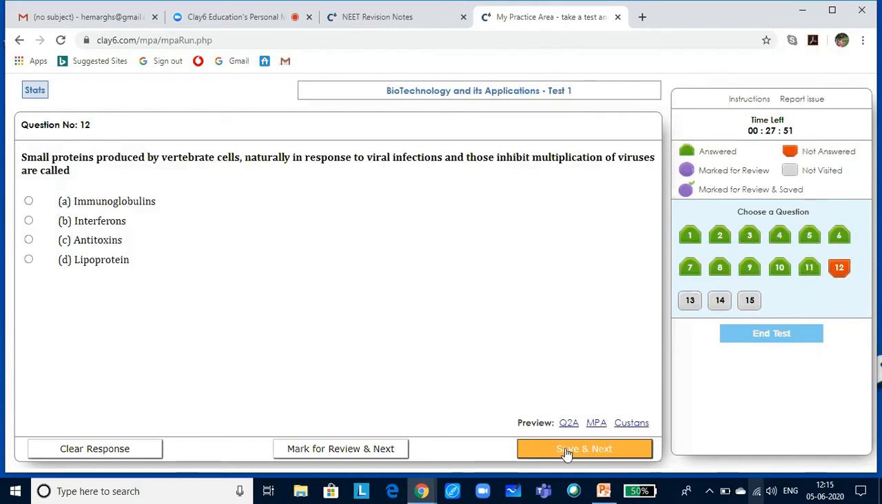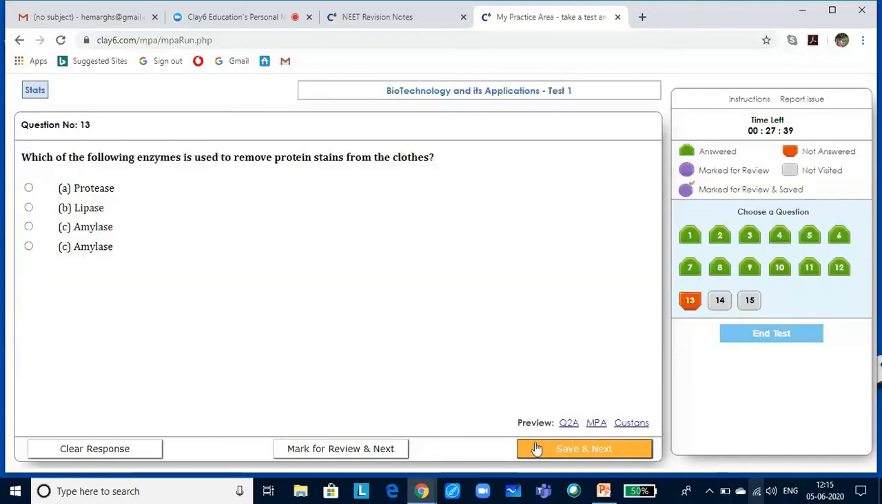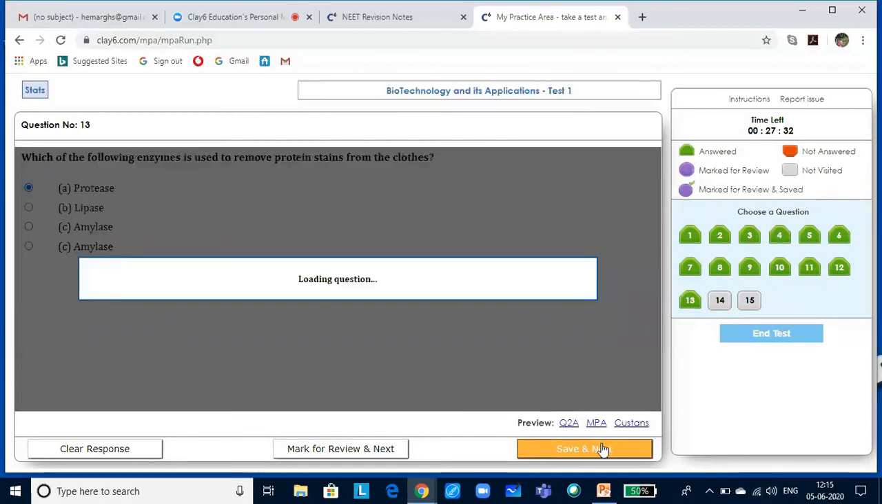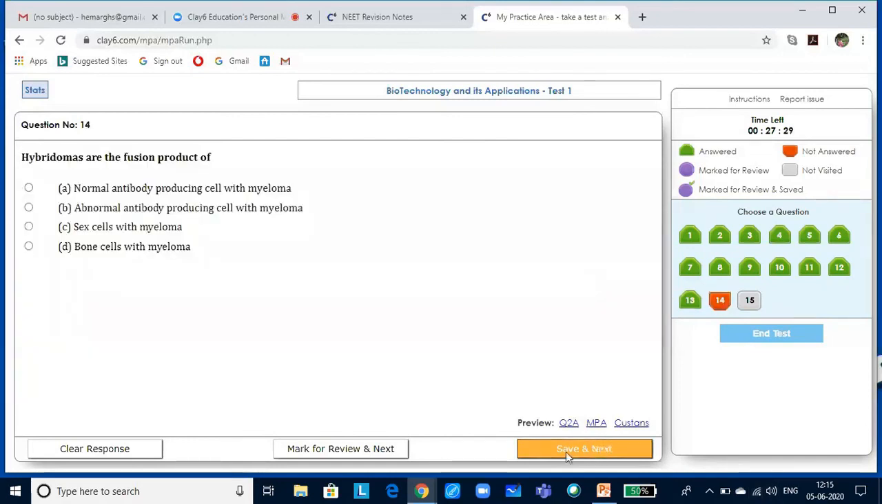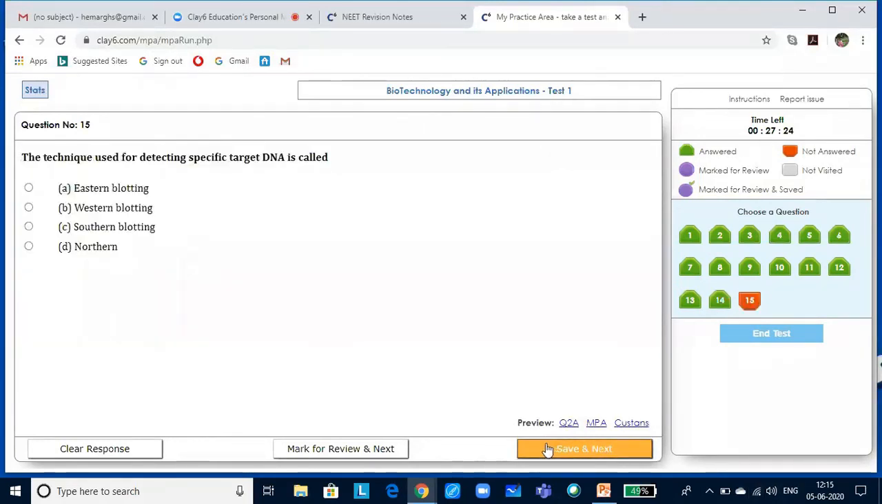Small proteins produced by vertebrate cells naturally in response to viral infections, which inhibit multiplication of viruses, are called interferons. Which of the following enzymes is used to remove protein stains from clothes? It is protease, obviously. Hybridomas are the fusion product of a normal antibody producing cell with myeloma. The technique used for detecting specific target DNA is called Southern blotting. So I am ending the test here.